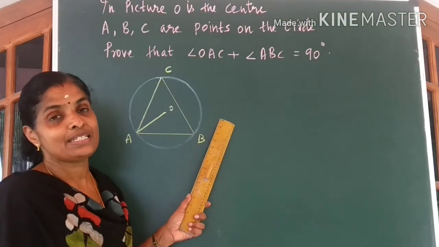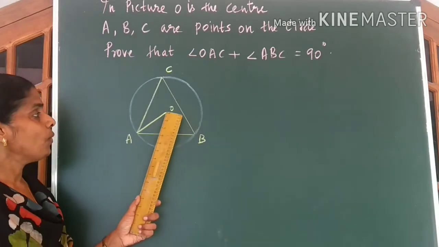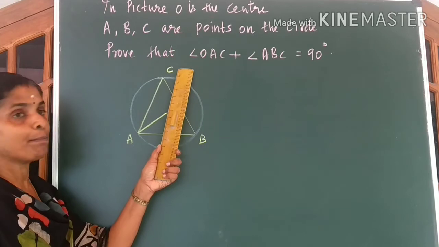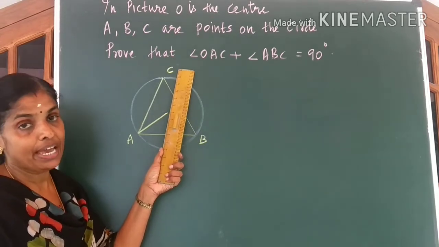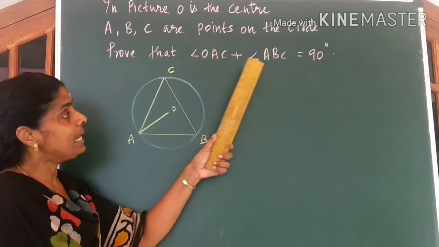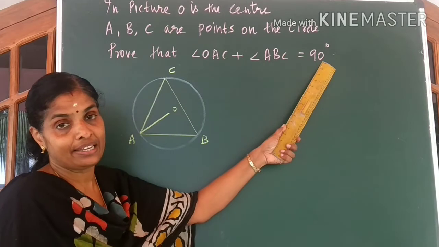Children, let us look at a proof. Look at the question. O is the center of the circle. A, B, C are points of a circle. We are asked to prove angle OAC plus angle ABC to be equal to 90 degree.